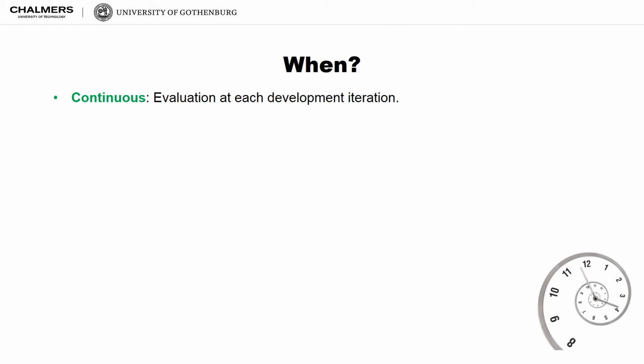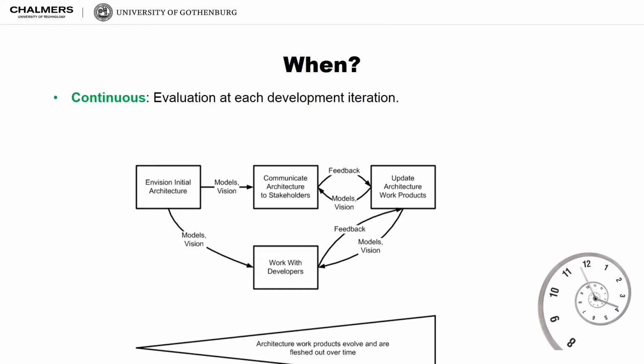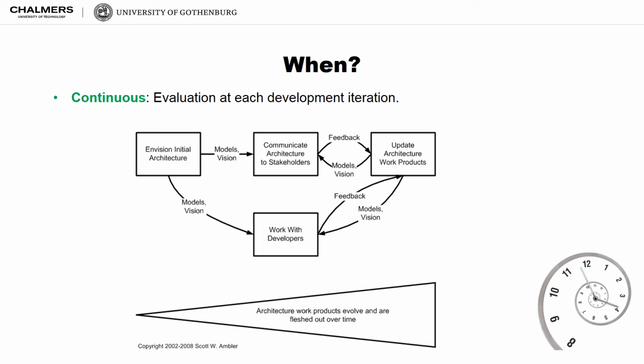The third evaluation scenario from a timing perspective is continuous evaluation, where assessment is carried out at each development iteration. This is typical in agile methods where an initial just enough architecture is envisioned and developed first by the architect and communicated to the rest of the project stakeholders. The architecture is then assessed and updated after each iteration based on the feedback received and collected from stakeholders and developers.